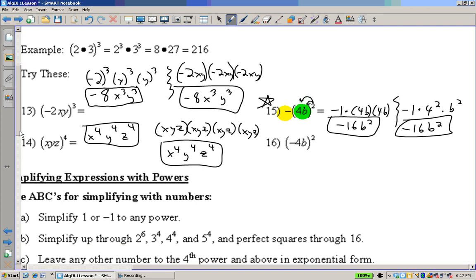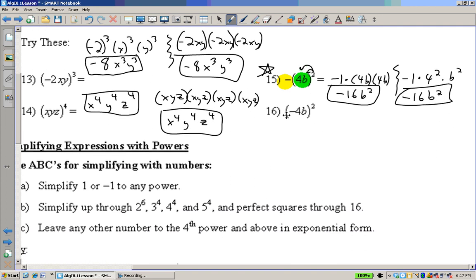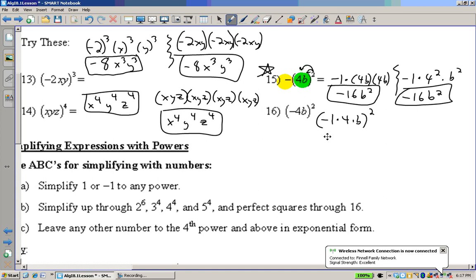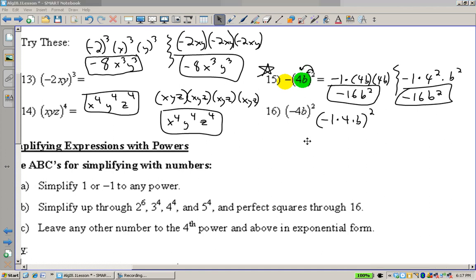Now that's in stark contrast to number 16. Now the 2 has authority over all of these parts. So what I'm going to do is to break this negative 4 into negative 1 times 4. It's a trick that we're going to use several times as we go through this unit. So negative 1 squared times 4 squared times B squared.